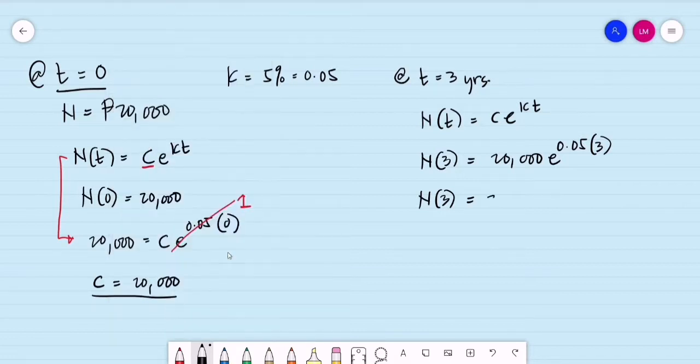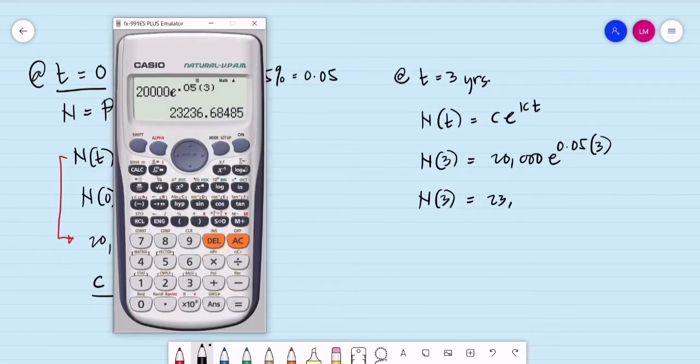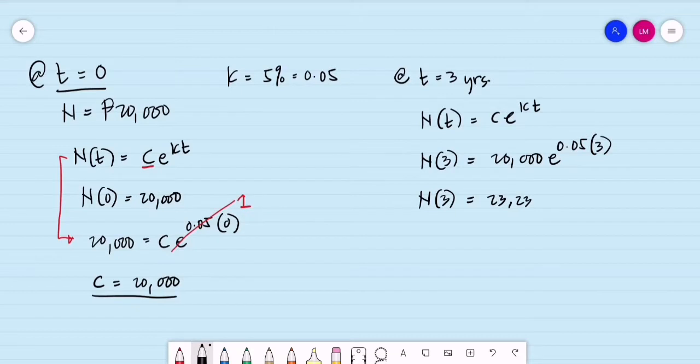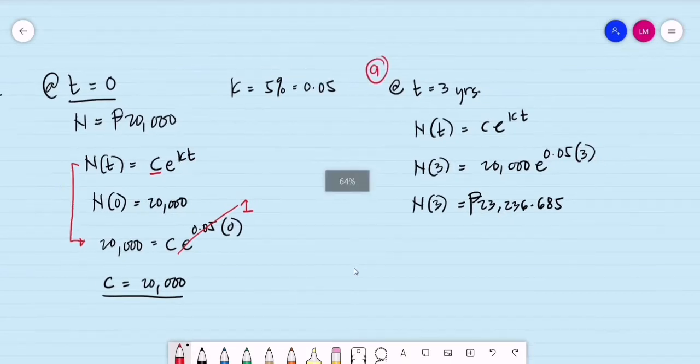23,236.685 pesos. So this will be the amount of the money in that savings after 3 years. This will be our solution for letter A, or for the first question.